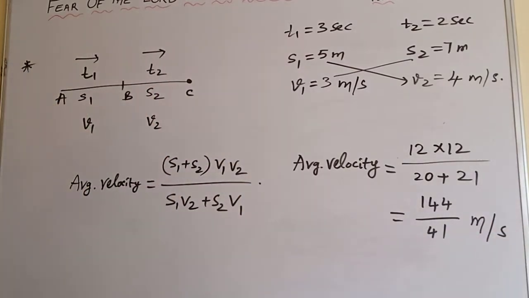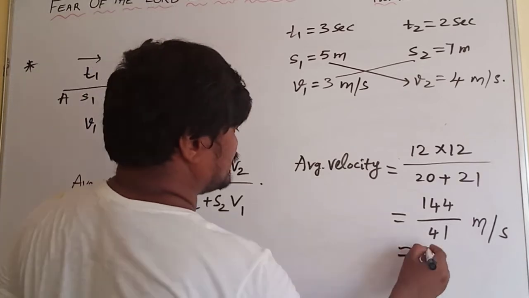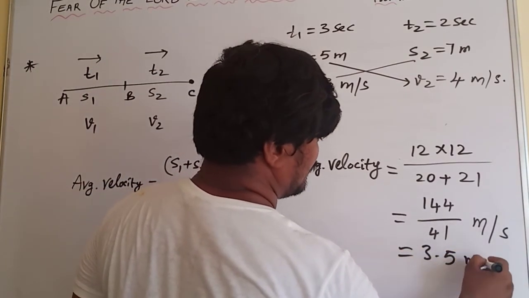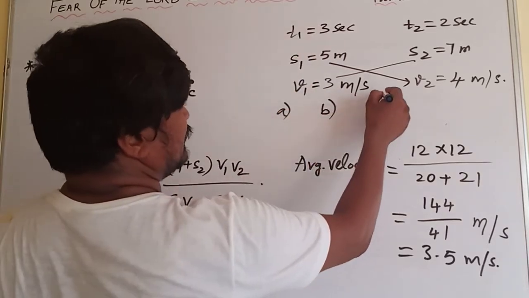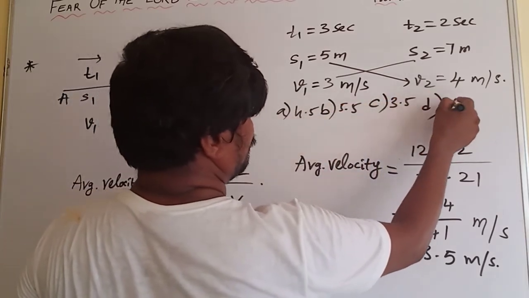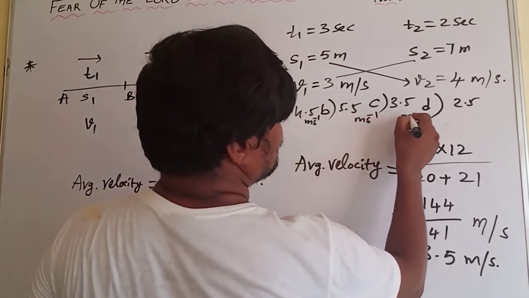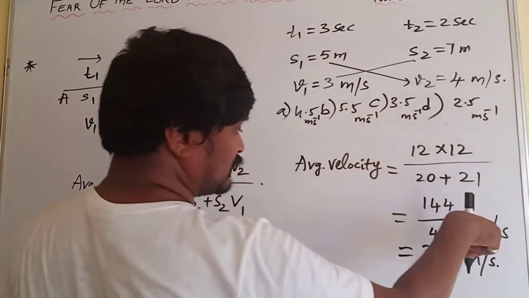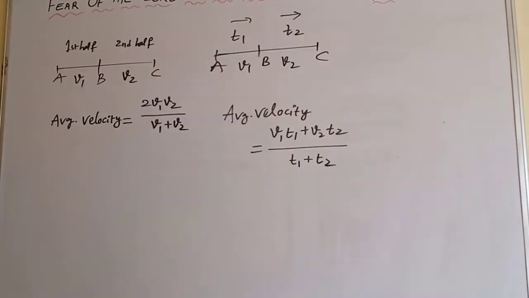So they may give it in your examination in this method. Or maybe the options may be given like 4.5, 5.5, 3.5, 2.5, each in meter second inverse. Then what is your answer? 3.5. In this way you have to solve. So that is about this case, and let's move on to two more cases.